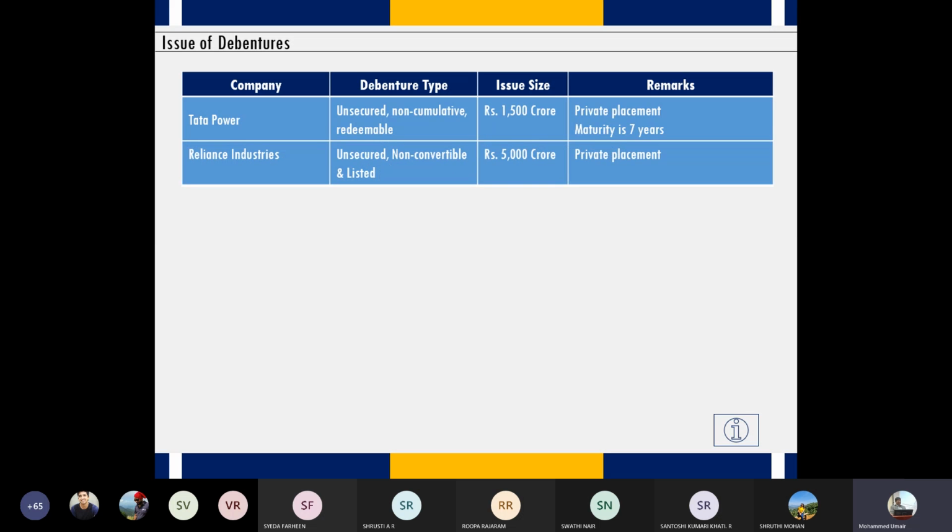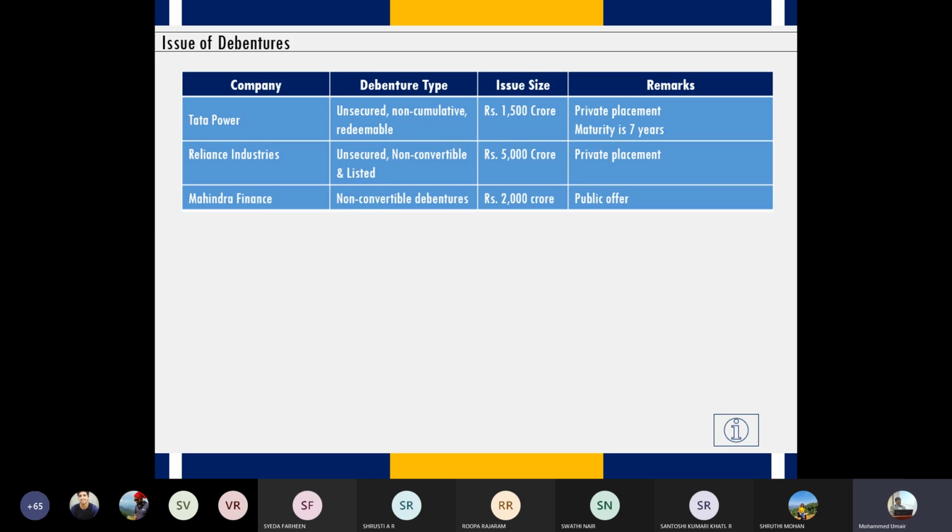Reliance Industries, which also owns Jio, has again issued the same category of debentures, unsecured, non-convertible, and these are tradable on the stock exchanges. So it is listed, and they have borrowed 5,000 crores, and these debentures were issued for selected private entities, right? So not for the public. Then you have Mahindra Finance. It has also issued non-convertible debentures and borrowed 2,000 crores. But this was a public offer. That means people like us were also able to subscribe to the debentures from the company, right?